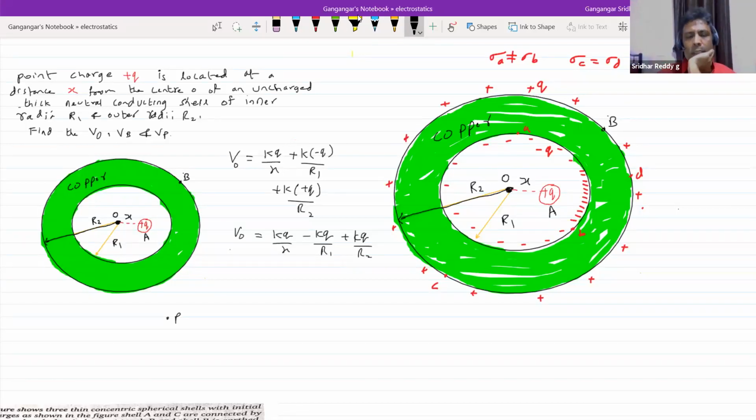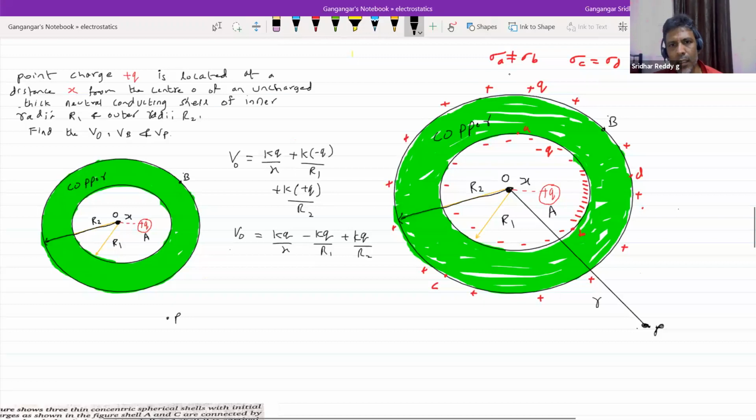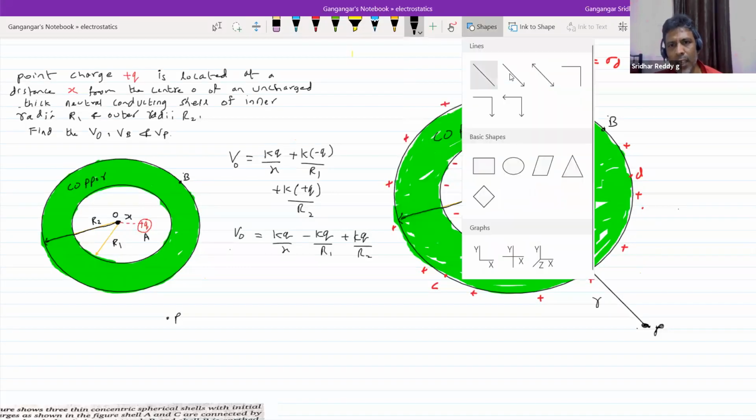Okay, now what is really troublesome is asking the potential at point B. Let's first come to the potential at point P. Then I can do something with this. How to calculate potential at point P? Look at the charge distribution on the outer surface. Is it uniform or non-uniform? Uniform. Then it is similar to a radially outward field. So the charge distribution will be, I'm showing the lines of force.